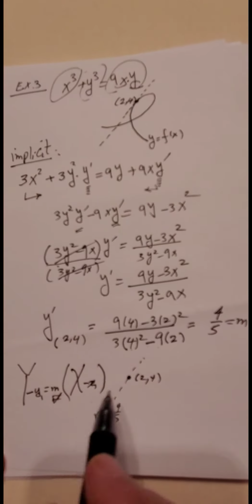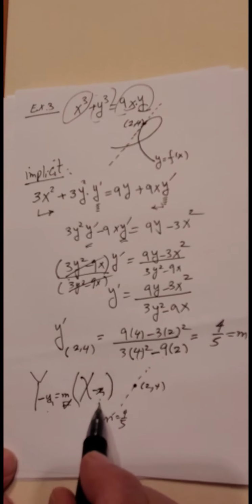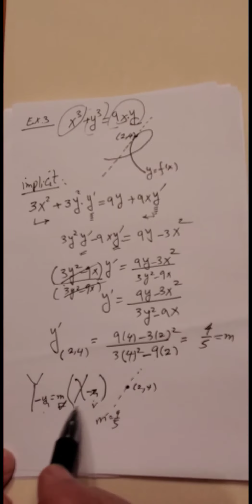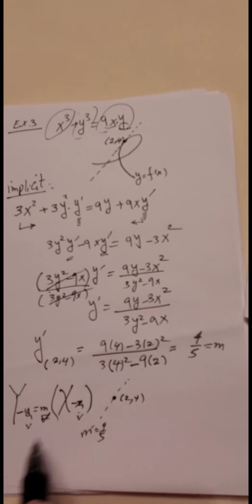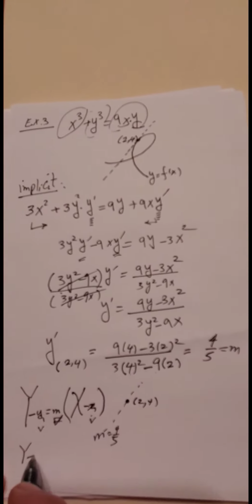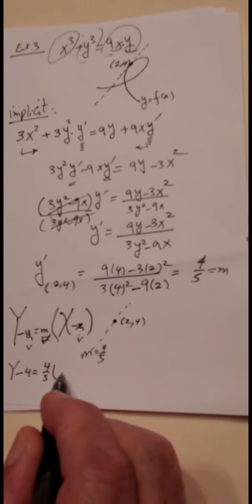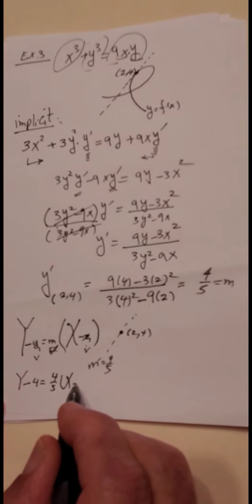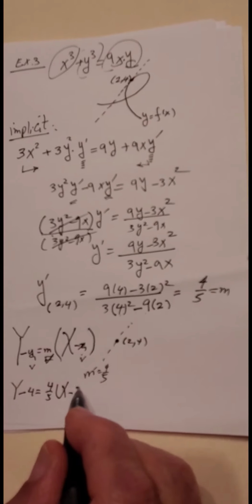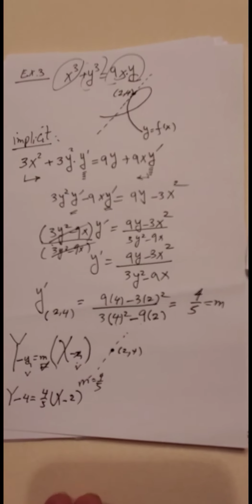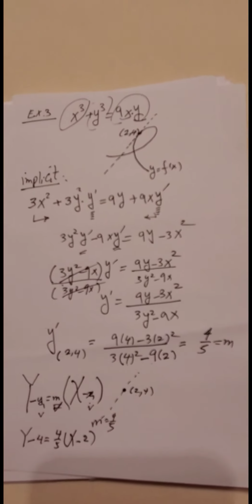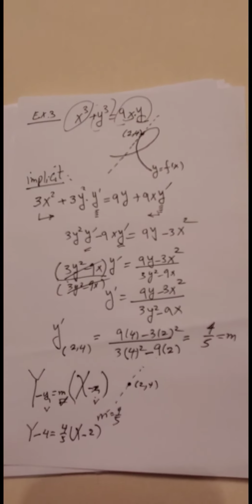So this you have. x1 and y1 are given to you. x1 is equal to 2 and y1 is equal to 4. All you have to do is plug in. So y minus 4 equals m, which is 4/5, times x minus x1, and x1 is 2. That's it. This is the equation of a line which is tangent to the curve that they gave you.